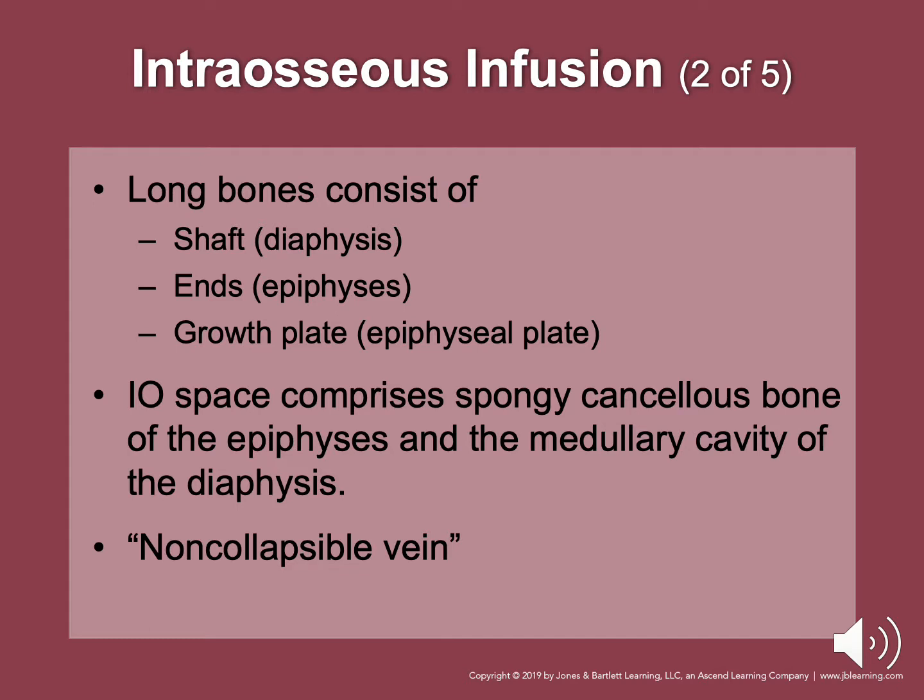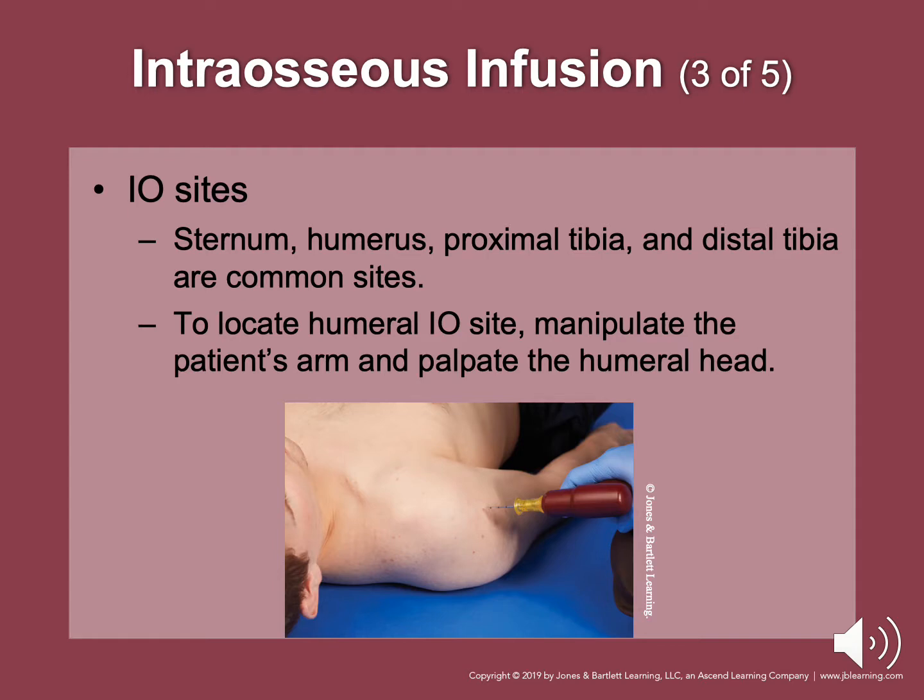Locate the humeral IO site, manipulate the patient's arm, and palpate the humeral head. And you'll use whatever particular IO insertion device you have. A lot of people talk about using the humeral IO site by turning the patient's arm inward. I call it a right angle across the chest area, which usually opens up that humeral head. Identify the sternal IO site by palpating the sternal notch and using the IO device's adhesive as a target.